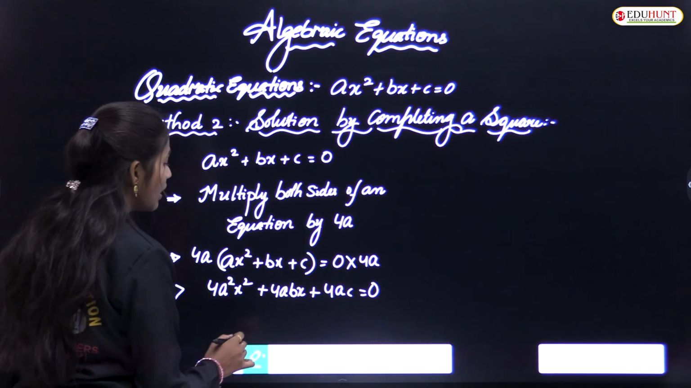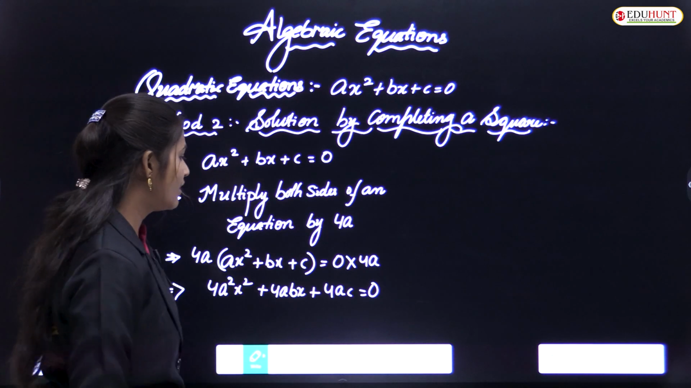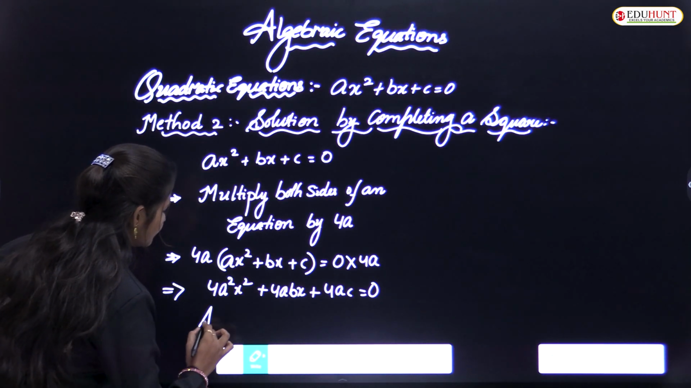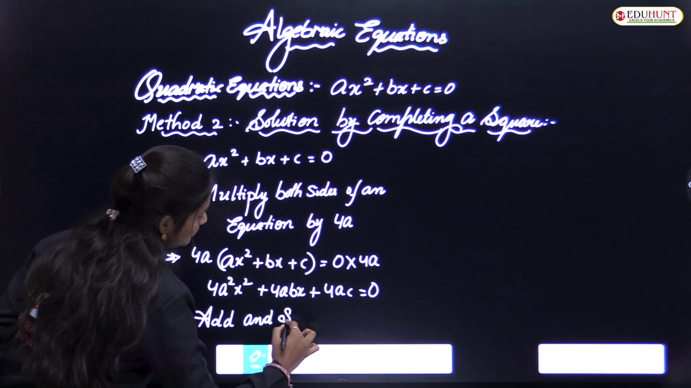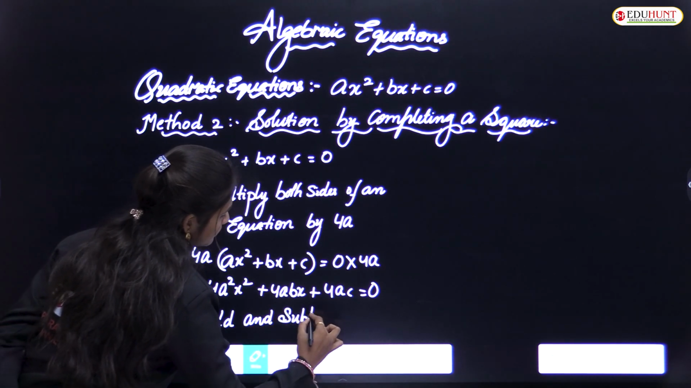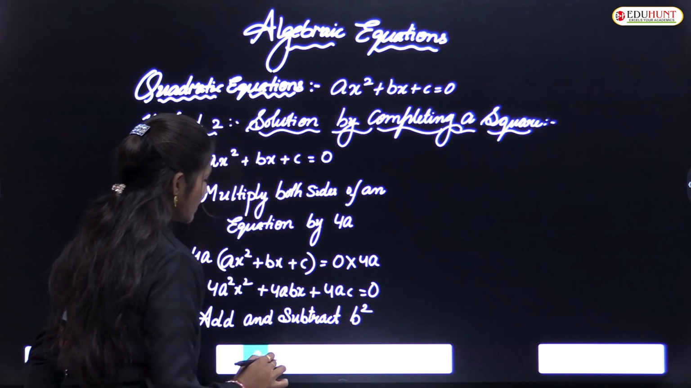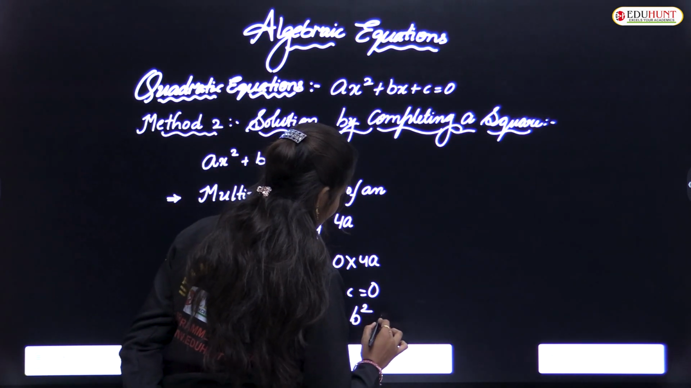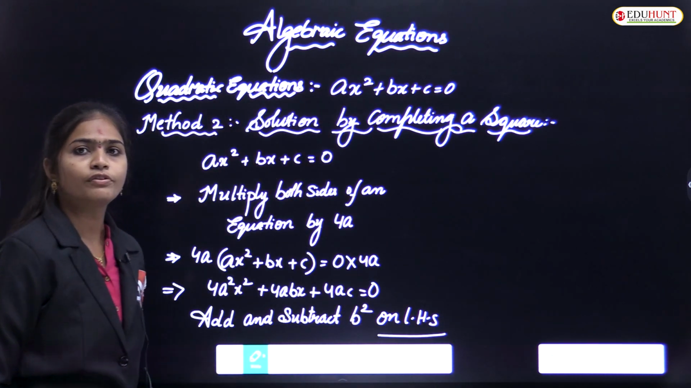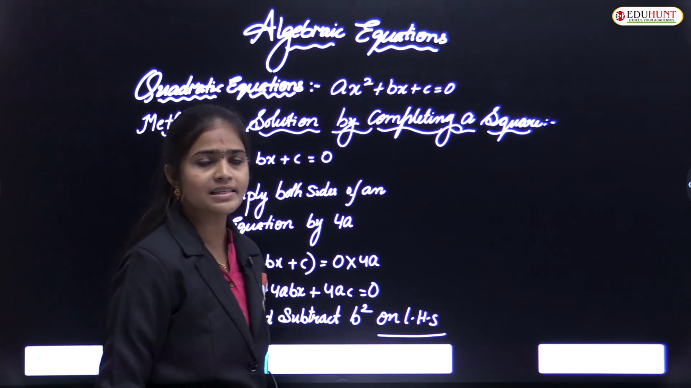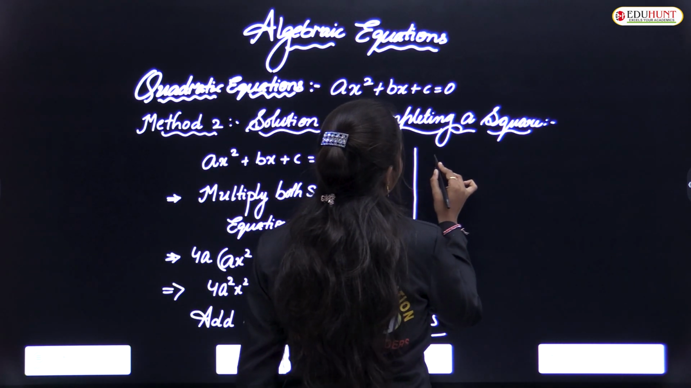Now we have to add and subtract b square on LHS. If you take the RHS, then again you will get it as 0, no? So that's why on the LHS we have to add b square.